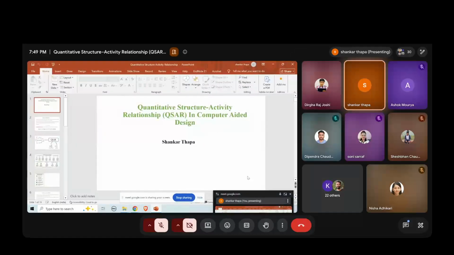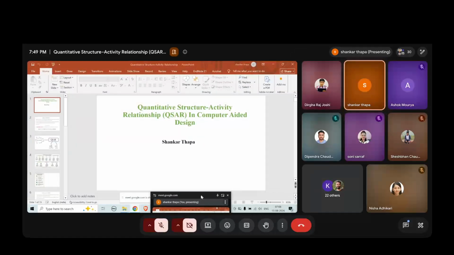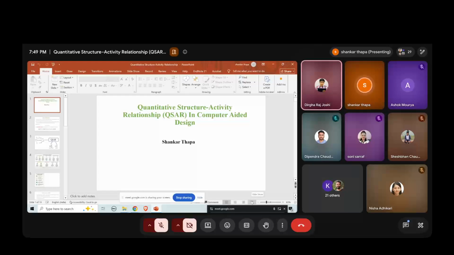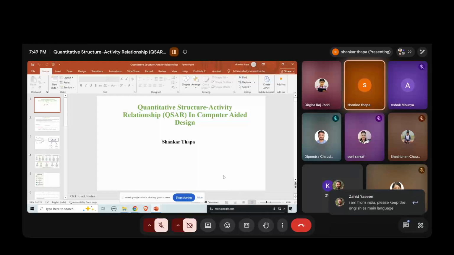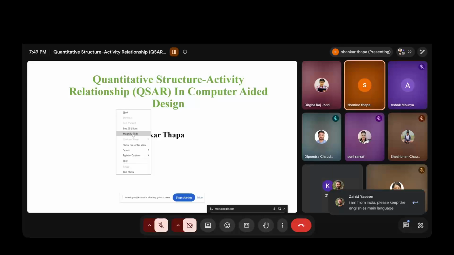So yeah, so please let me know that one is visible. Yeah, it's good, the slide is visible. Okay, so everyone can see it, I think. Yeah.